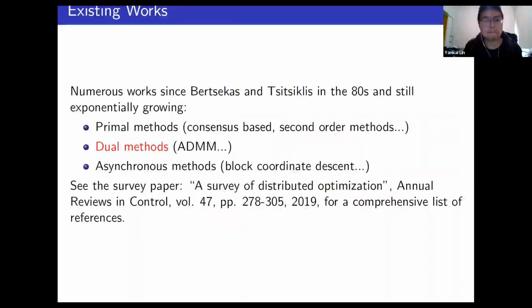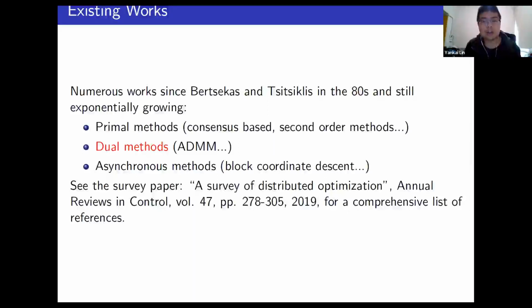So some existing works on distributed optimization. There are many of them since the 80s, and it's still exponentially growing, and there are simply many of them. I put them in three categories. The first one is primal methods. I list two examples here. Probably the best known one is the consensus-based method.